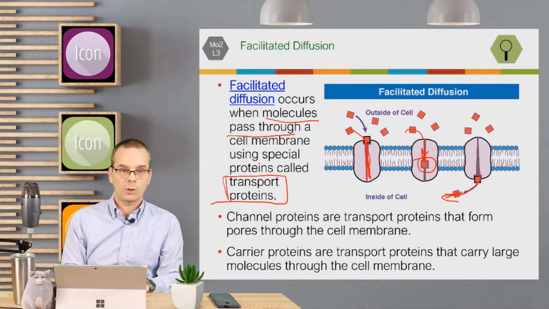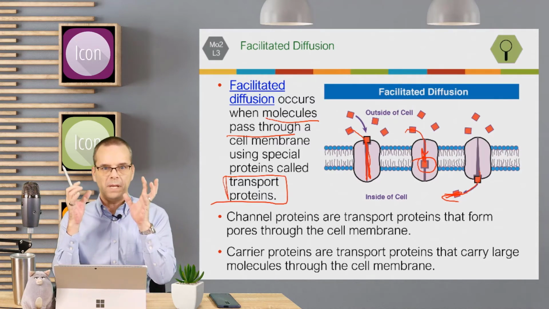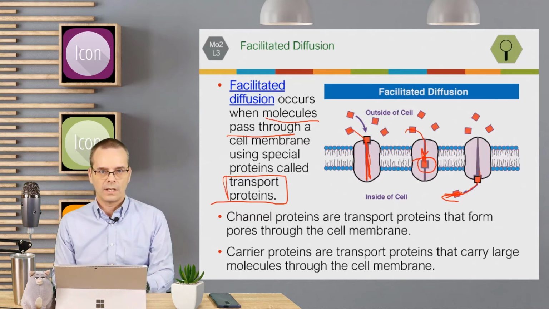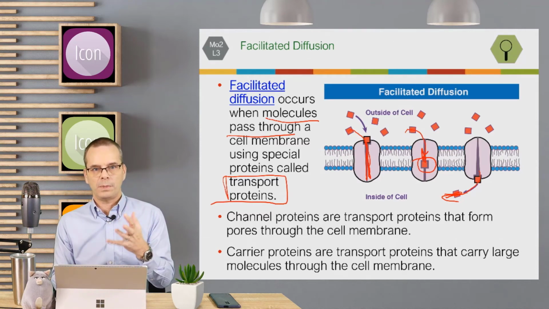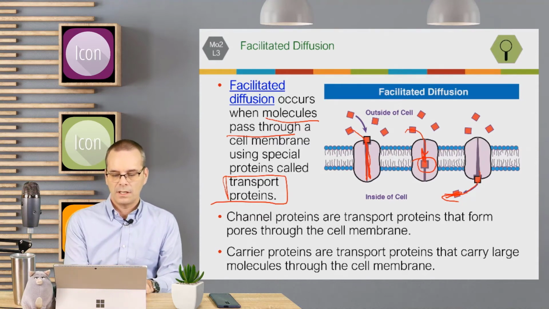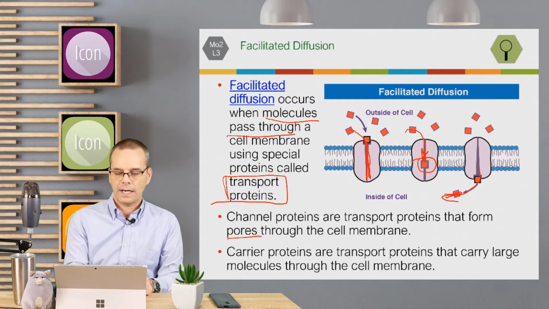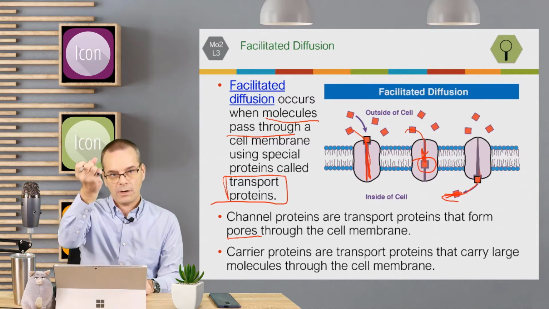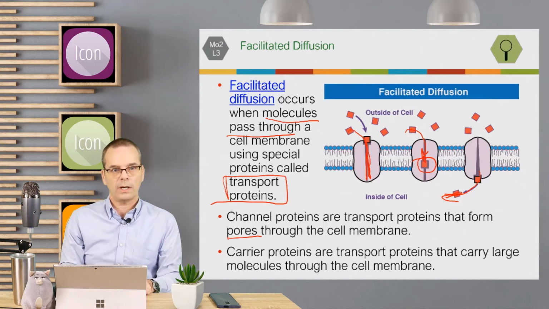Now, carrier proteins are transport proteins that carry really big molecules. So it all depends on how big the molecule is and where it's located inside the cell. Channel proteins are basically about pores through the cell membranes. And carrier proteins are transport proteins that basically carry the molecules through the cell membrane.